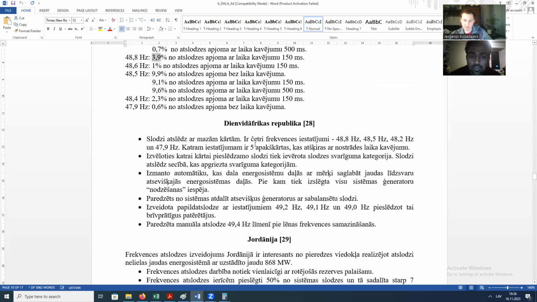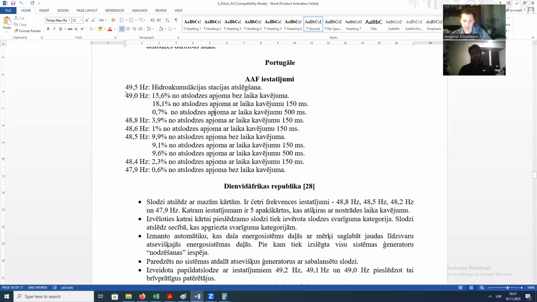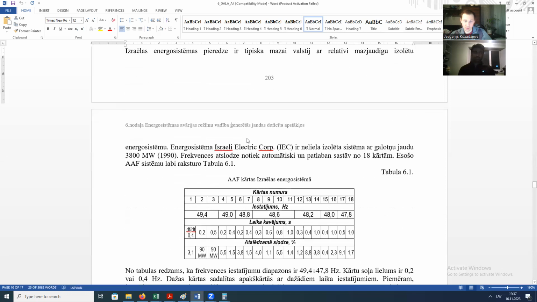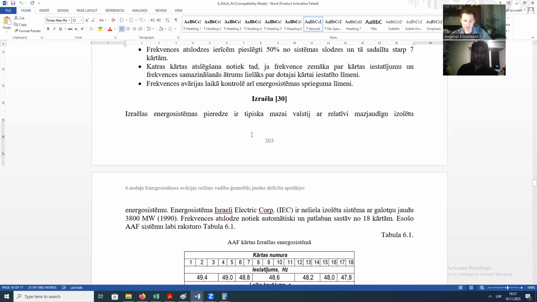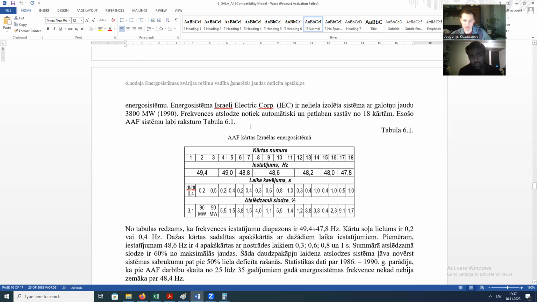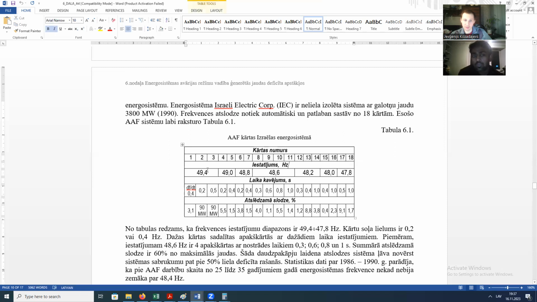Okay, this is for the South African Republic. They have 4 set points: first one, second one, third one, and the fourth one. In each set point they have 5 groups, like here. For each set point they have 5 groups of consumption. Okay, this is for Israel. They have a very complicated system as well. Total number of set points is 18.